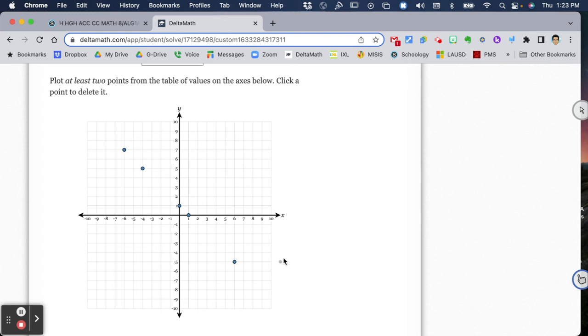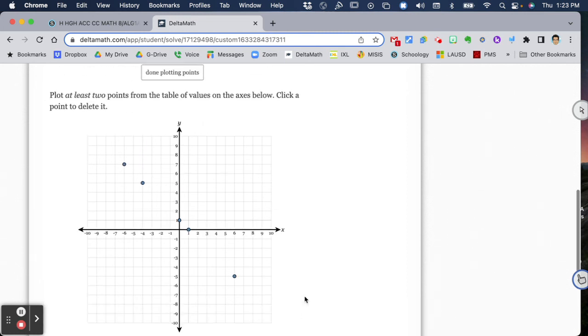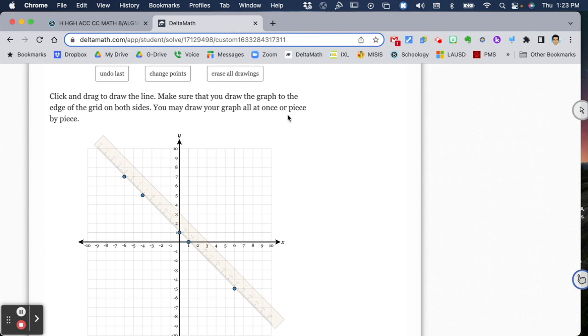So I picked my 5 points. You could pick different ones, but you're going to notice that they all fall in line. They all fall in line. And done plotting. It's lined up for me.